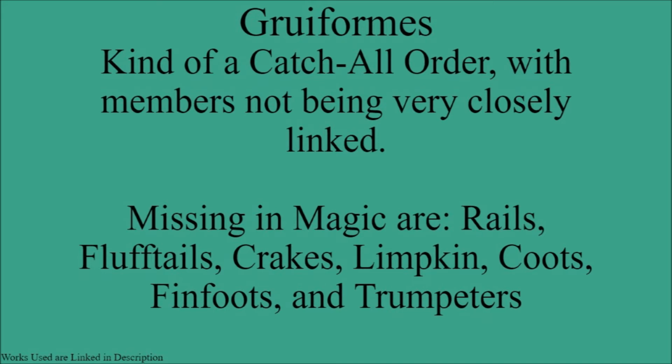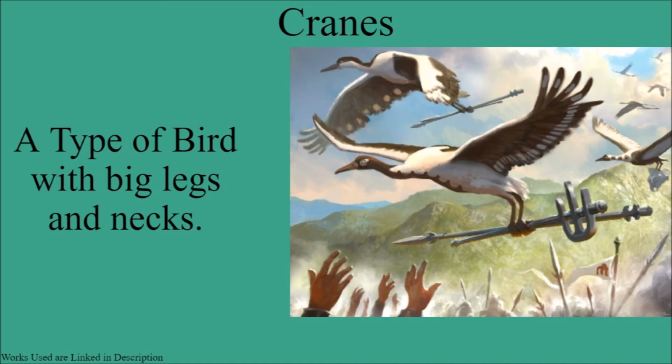And the ones that are missing in Magic are rails, flufftails, crakes, limpkin, coots, finfoots, and trumpeters. But the ones that actually are in Magic are cranes. And now cranes generally are just a type of bird with big legs and necks. That's generally kind of what a crane is. There's some variants. So that's just kind of generally what a crane is, just a type of bird with big legs and a big neck.